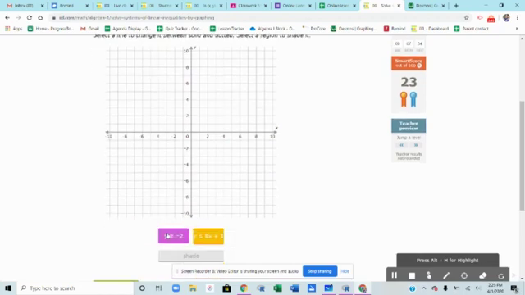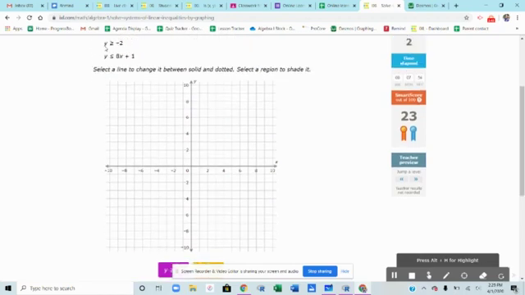Okay, do one more together. Y is greater than or equal to -2. So go to where y is -2, sideways. Line underneath means it's solid.